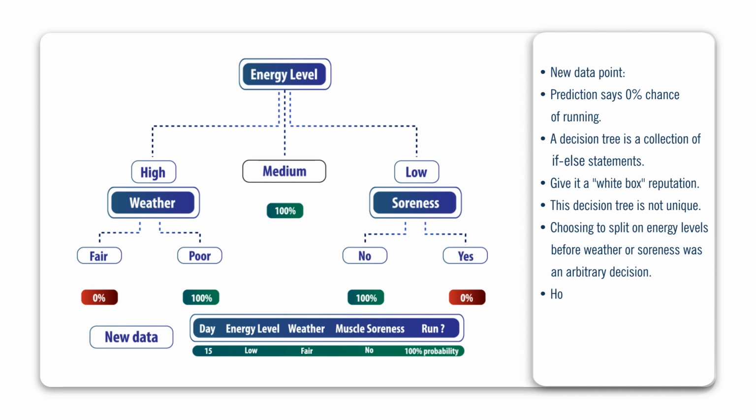So how do we come up with a more systematic way of deciding the order on which to split on features? Well, the aim of the game is to get to a pure subset as quickly as possible. And so that brings us to the concepts of purity and entropy.